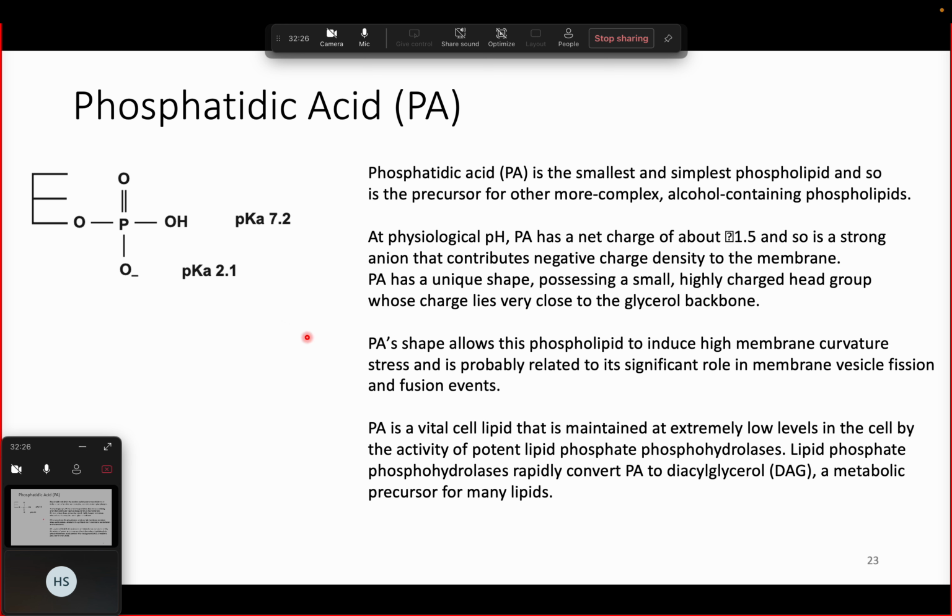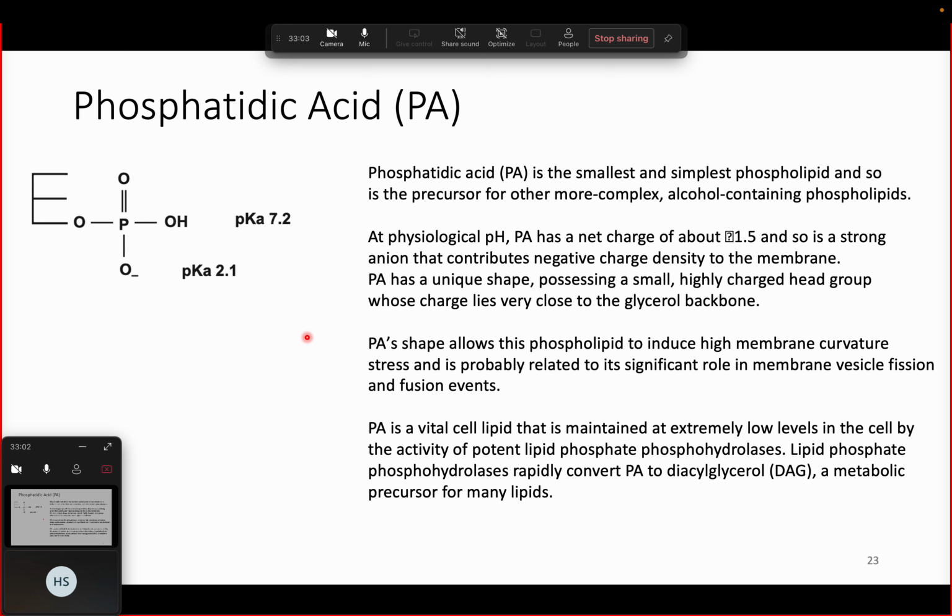Okay, so PA's shape allows this phospholipid to induce high membrane curvature stress and is probably related to its significant role in membrane vesicle fission and fusion events. Now you need to start looking at these lipids with respect to the functionality of the membrane, right? As I told you earlier, the components remain the same, and the composition varies depending upon the function for which that particular membrane or cell or part of the membrane you are talking about is responsible.